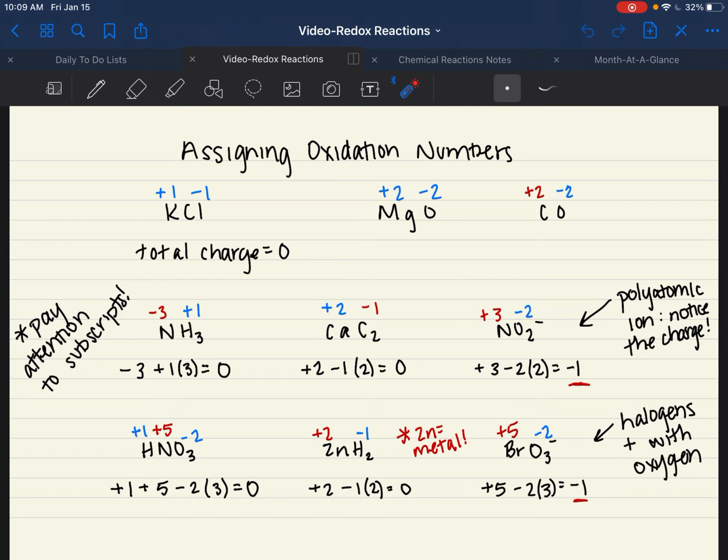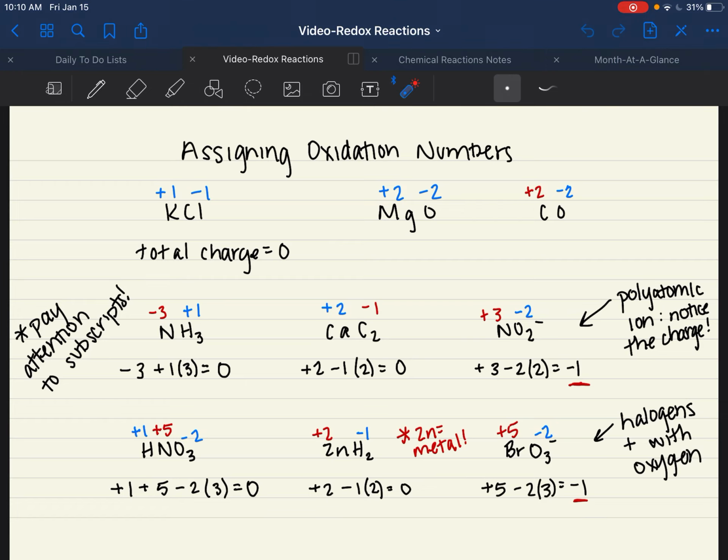And then another rule that we had talked about, polyatomic ions, we have to remember the charge. So notice that this has an overall charge of -1. So the total is going to add up to -1. In this case, again, we have oxygen that likes to have that -2 oxidation number. So we went ahead and wrote that in. But because it is -2 times 2, because that's the subscript, there's 2 oxygens, then we know that something -4 has to equal -1. So 3 minus 4 equals that -1, which means nitrogen has that oxidation number of +3.